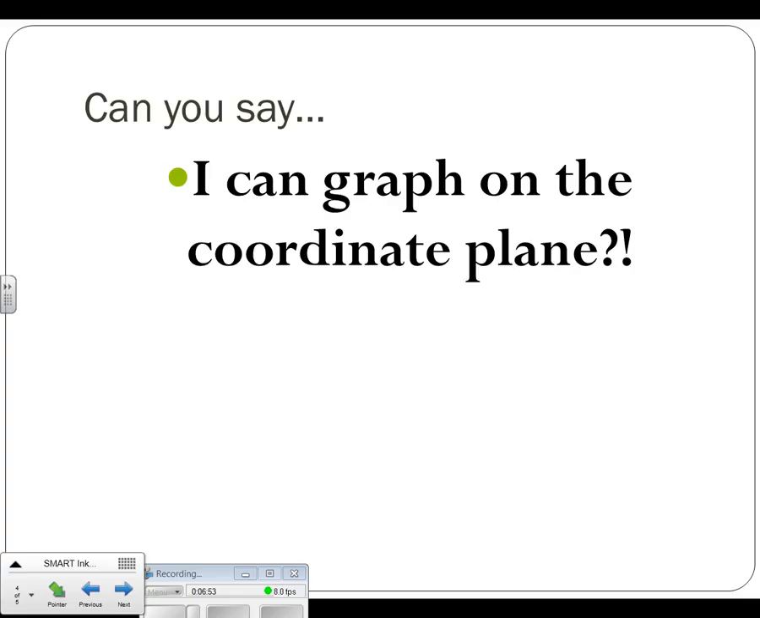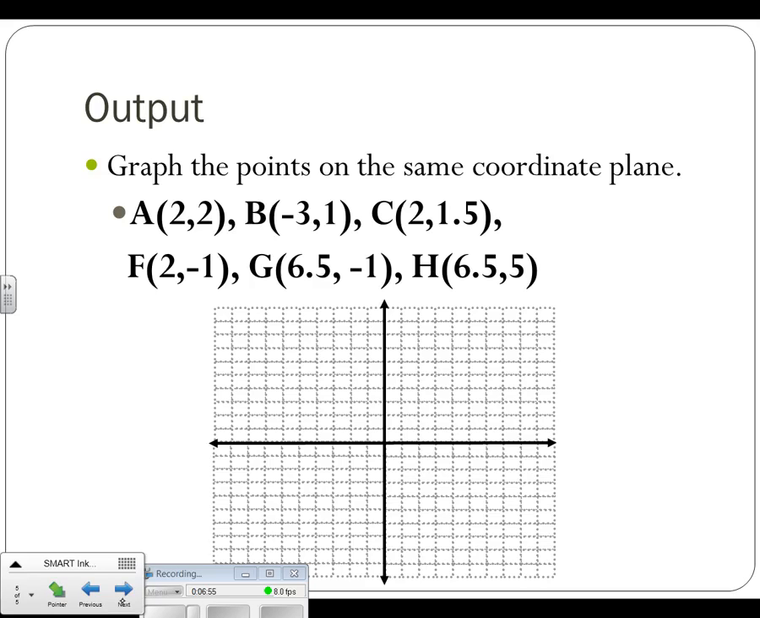Can you say, I can graph on the coordinate plane? Here's your assignment to work out in class, before class. Graph the points on the same coordinate plane. We will go over this tomorrow in class. Be prepared with any questions if you have them.